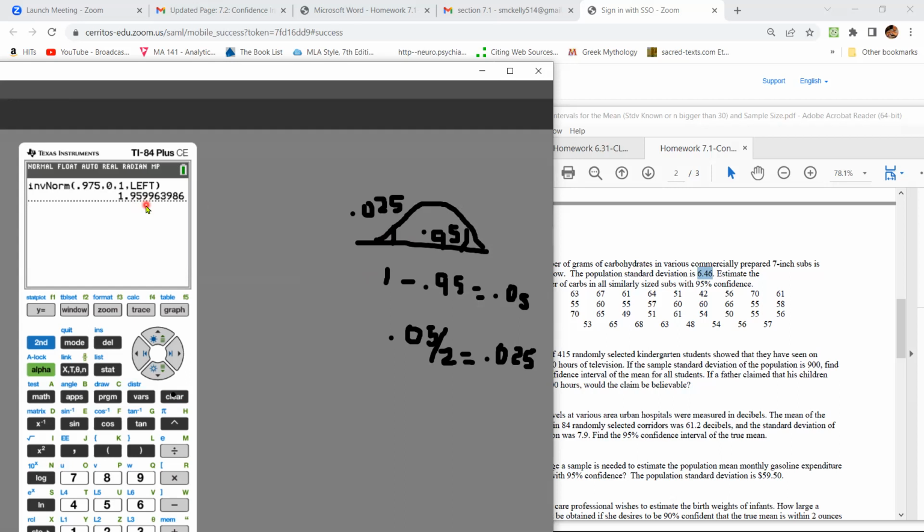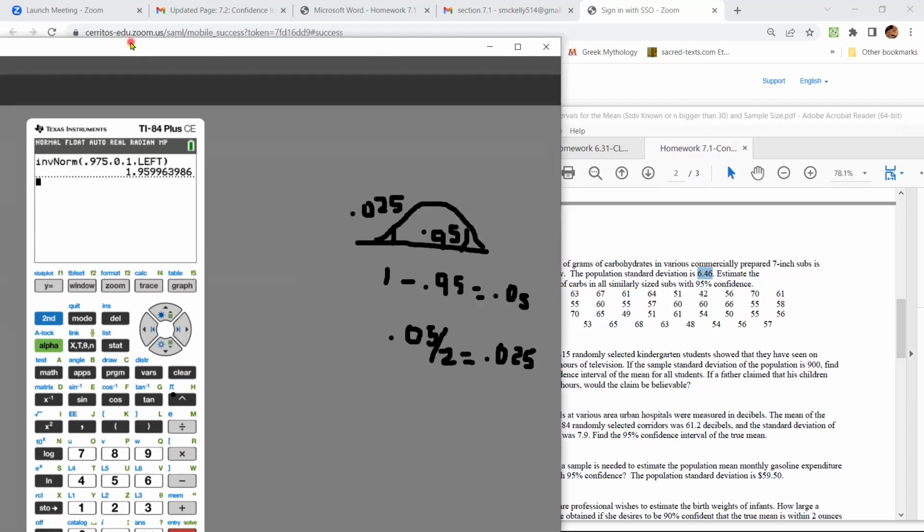Okay. Wait, how did you get 975 again? Okay, so we're doing 95% confidence, right? 95 is in the middle. 1 minus 0.95 is 0.05, right? So what I did was, let me move this up so I can put the calculator there. Oh, I see it now. 1 minus. You added it. Yes, I added 95 and 0.025 together. Okay.